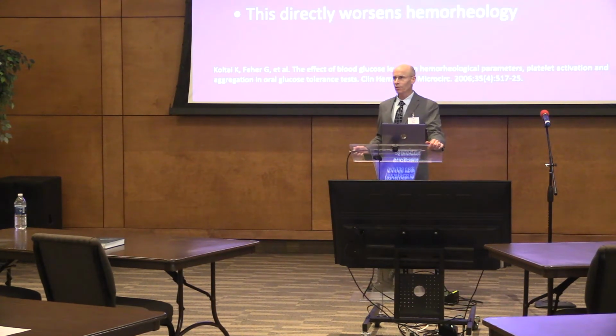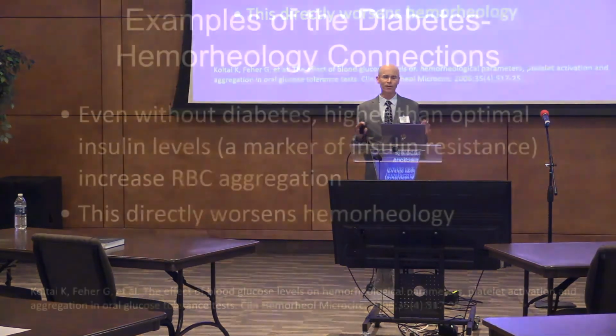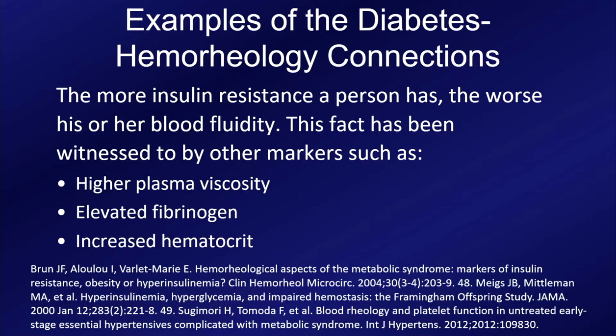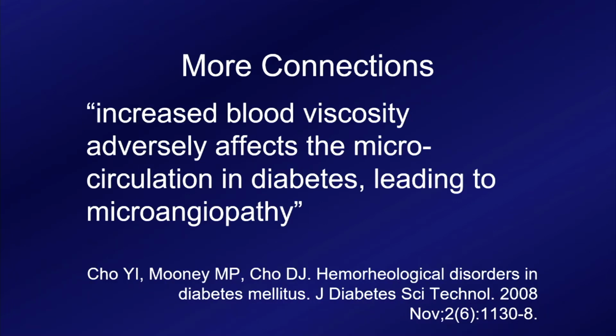So as insulin levels go up in the body, one of the things that happens is red blood cells tend to clump together more. So it's another way that blood fluidity is impacted by diabetes in particular, but insulin resistance in and of itself worsens or increases red cell aggregation. And you can see here a number of the things that are all impacted by insulin resistance: higher viscosity, elevated fibrinogen, increased hematocrit.